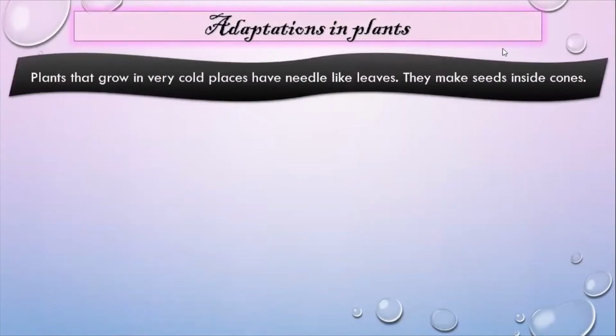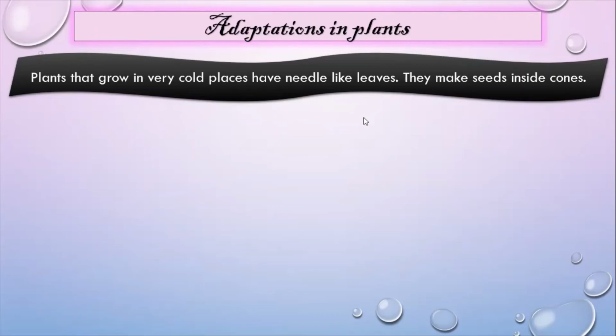Adaptation. As you all know, a special body part for surviving in a particular environment is called an adaptation. Animals have different ways of adapting, with different body parts showing how they will survive in very hot and very cold weather. Plants that grow in very cold places have needle-like leaves.